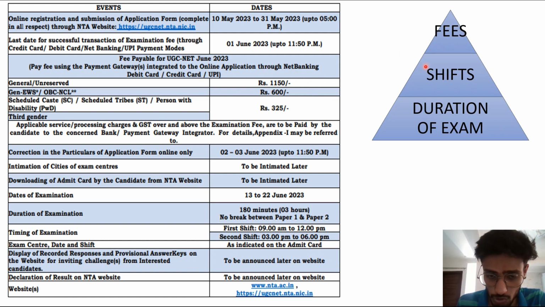Next is shifts. Usually the exam is held in two shifts. First one is 9 a.m. to 12 p.m. and the next one is 3 p.m. to 6 p.m. So total duration is 3 hours. There is no break between paper 1 and paper 2. We'll be discussing the paper pattern in the next slide. So the duration of the examination is 3 hours. There are two shifts, from 9 a.m. to 12 p.m. and from 3 p.m. to 6 p.m., and the fees you have seen here.